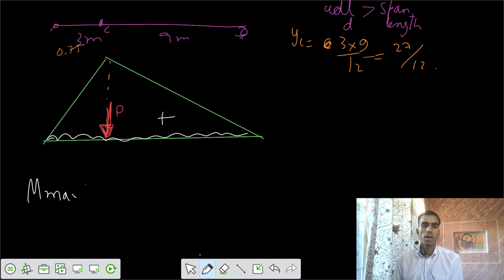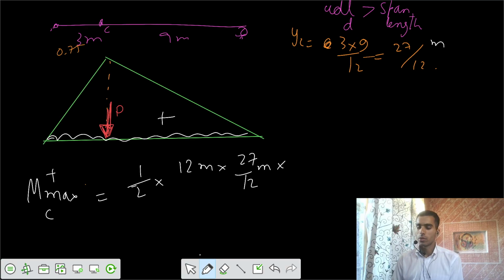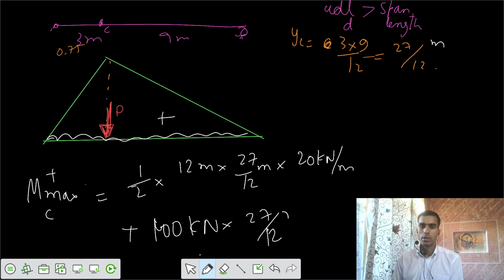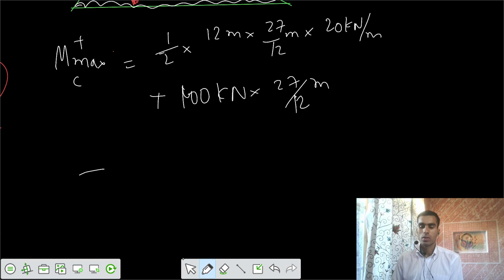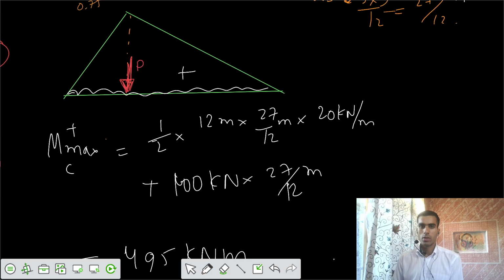So that means moment maximum at C positive equals to 1 by 2 area of the curve, 1 by 2 into a length of 9 plus 3, 12 meter, ordinate of maximum YC, this is also meters. Then you apply UDL of, how much UDL was there? 20 kilonewton per meter. Then we have that effect of concentrated load, 100 kilonewton into ordinate of 27 by 12 meters. So you can have moment equals to 495 kilonewton meter. So let's go for one more.